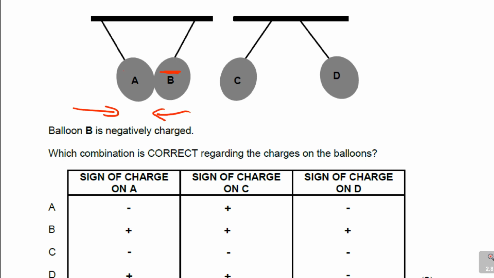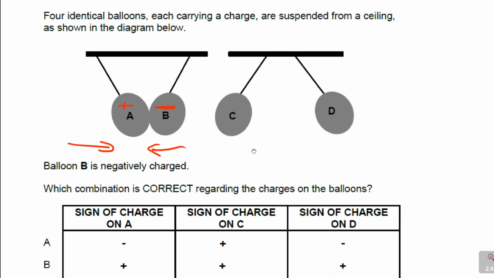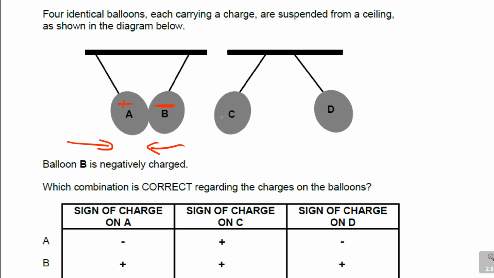So which means balloon A is positive. And then what is happening to C and D? Look at C and D. They must carry the same charge because they told us that these are 4 balloons, right? But look, C is being attracted towards B. So if B is negative, this one is positive, and D also has to be positive because they are moving away from each other. You understand? There is also an attraction here because it's going towards C. So it's positive, negative, positive, positive.